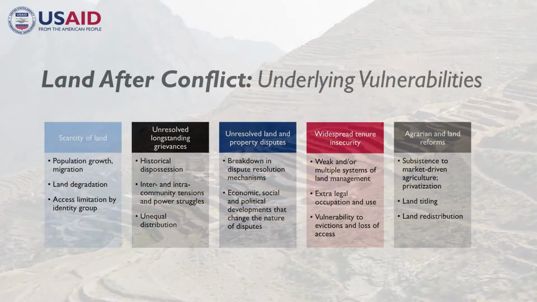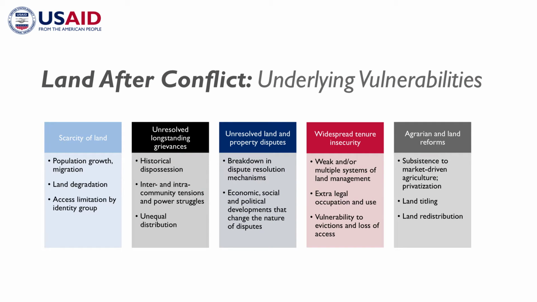There may be unresolved, very long-standing grievances around land and property. One of the remarkable elements of land is that people will have very long memories as to when they were dispossessed from land. You'll go into a country like Rwanda, and people will be talking about dispossessions going back 40, 50 years that affected their family.